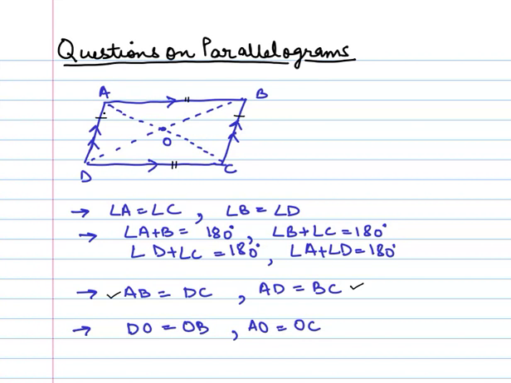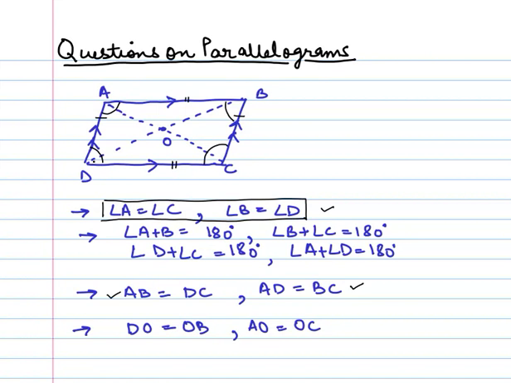Again, opposite angles of a parallelogram are equal. So angle A is equal to angle C, whereas angle B is equal to angle D. So angle A is equal to angle C and angle B is equal to angle D. This is, opposite angles are equal.